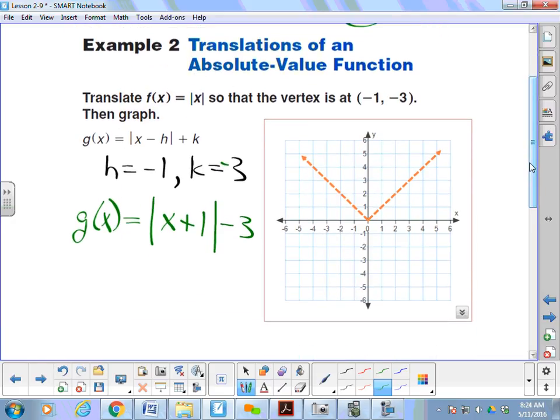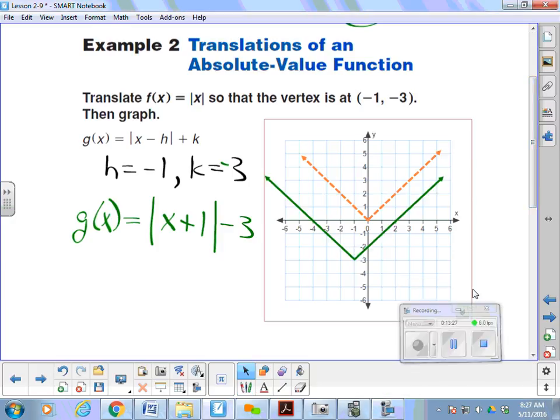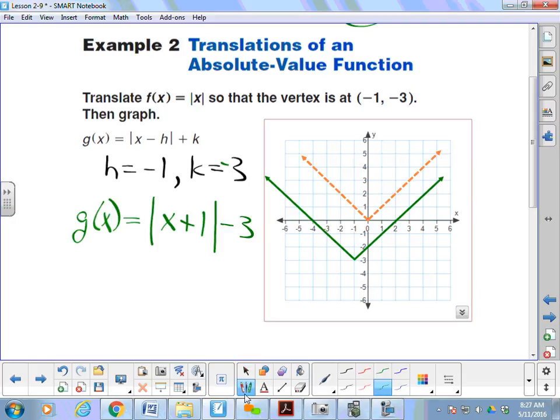So graph absolute value of x, first of all, as a dotted line, and graph your transformed function from there. All right, so put that on your paper too. All right, so we'll take our vertex, plot that point over here at -1, -3, and then from that spot we will draw our new graph.